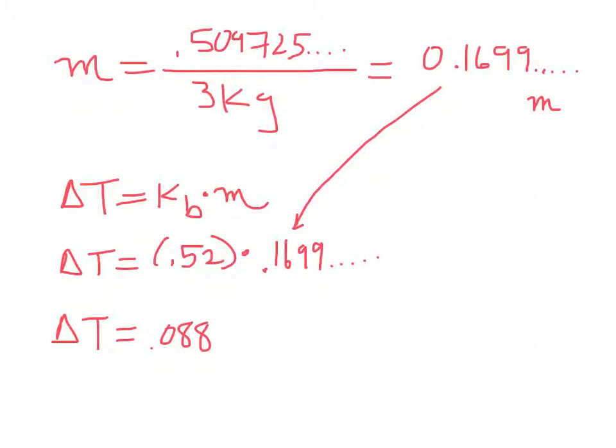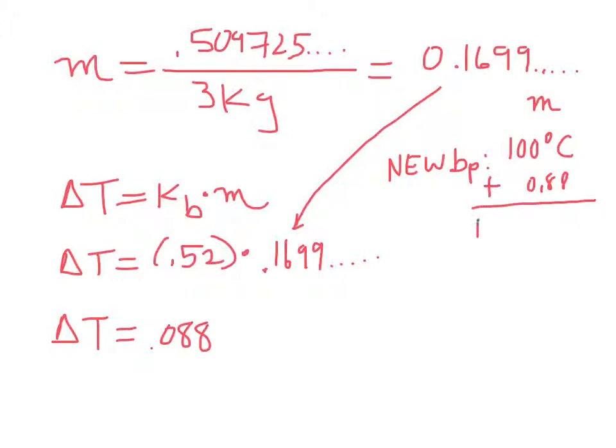But remember, the question was actually asking us for the new boiling point. So once we know the change, we can figure out the new boiling point. And so the new boiling point is going to be the old boiling point, which for water is 100 degrees Celsius, plus, because it's boiling point elevation, 0.88 degrees Celsius.